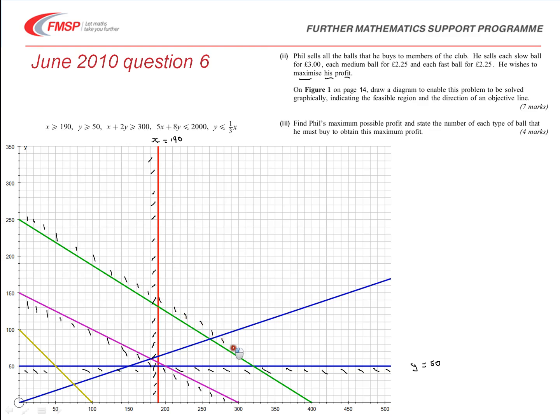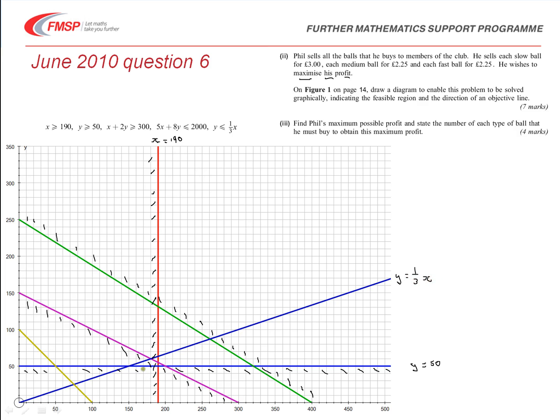And then finally, we've got the region y less than or equal to a third of x. So if it equals a third of x, if y is 60, x must be 180, so the point 180, 60 would be on this line, and 0, 0 is on this line, so 360, 120 would be on the line. So it's this blue line here that is the one we're interested in. This is the y equals 1/3 of x.